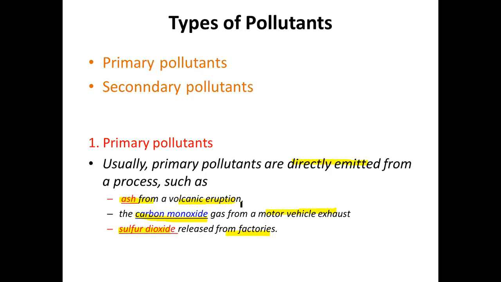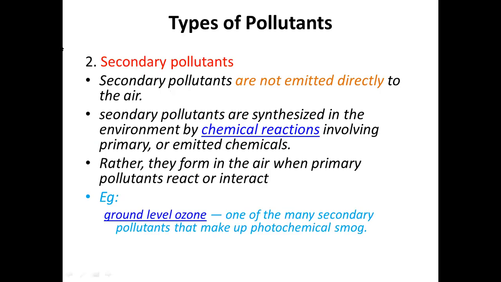Then secondary pollutants. What are secondary pollutants? They are not directly emitted from the source. They are not emitted directly to the atmosphere. Secondary pollutants are synthesized in the environment by chemical reactions involving primary emitted chemicals. Examples are ground level ozone formation and photochemical smoke. Those are not directly emitted from the source.